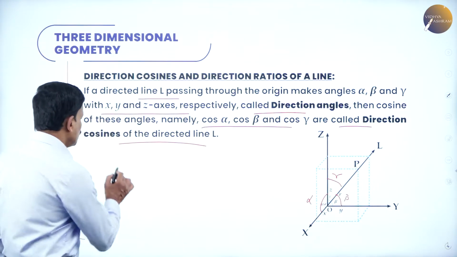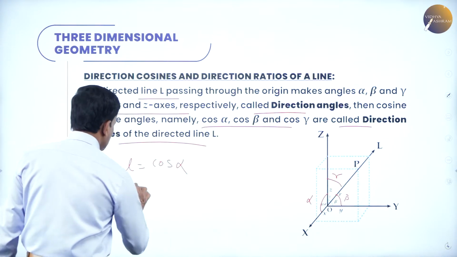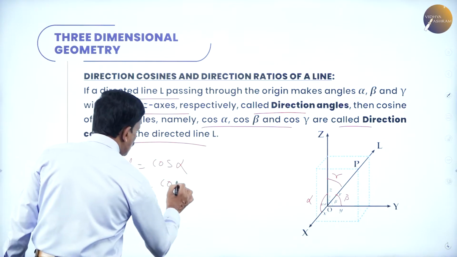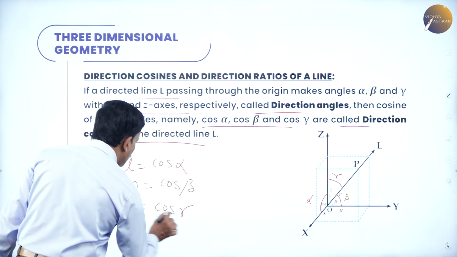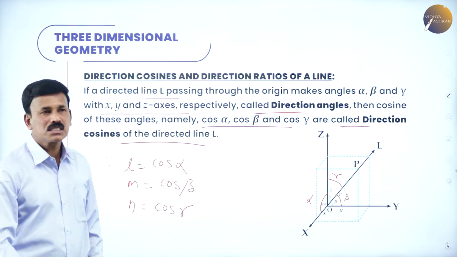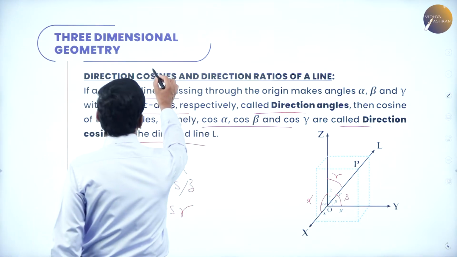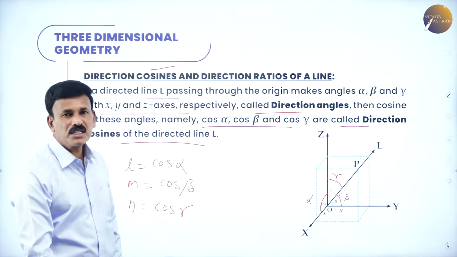So therefore l is equal to cos alpha, m is equal to cos beta and n is equal to cos gamma. Therefore this l, m, n, that is cos alpha, cos beta, cos gamma, are called the direction cosines of a line. Followed? So this is very important.